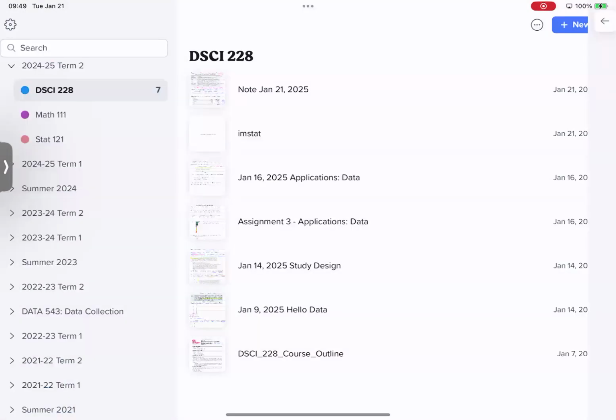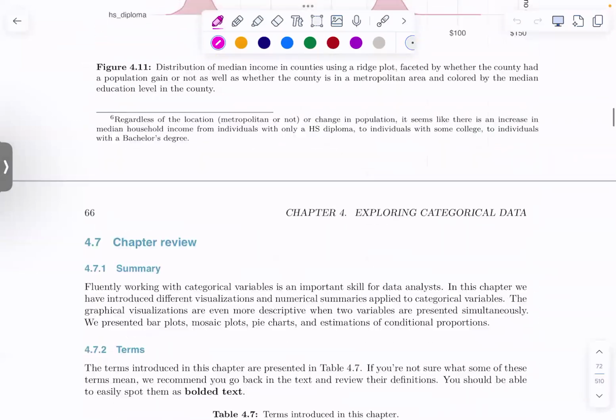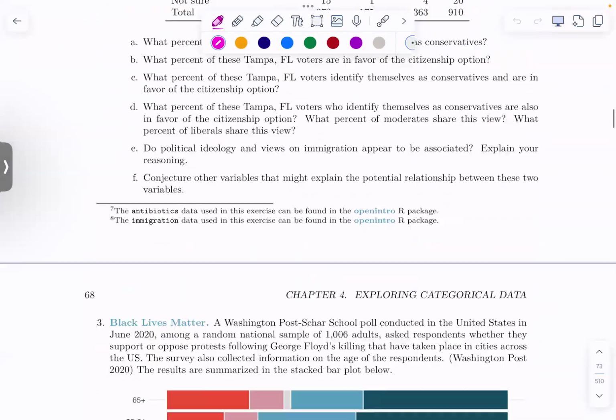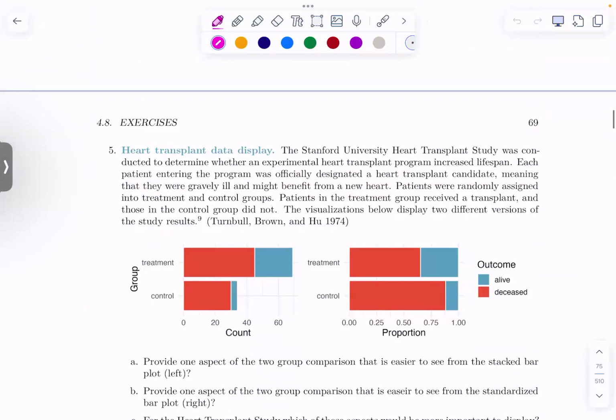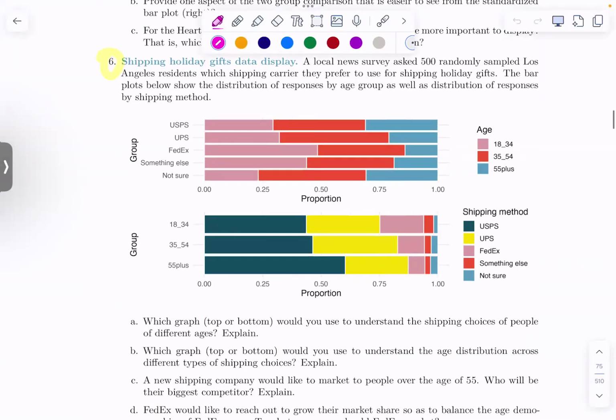I'll throw in the question that I want to start with as review, just briefly here, so that you can try it on your own. It was number 6.